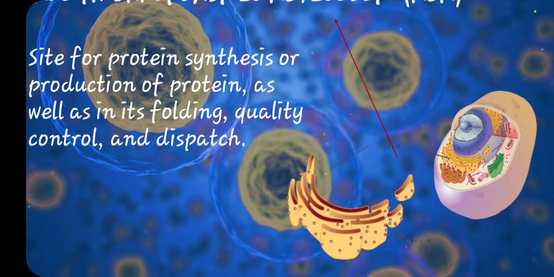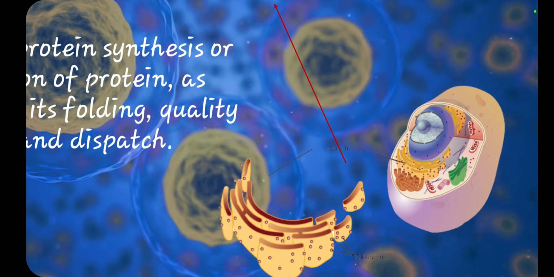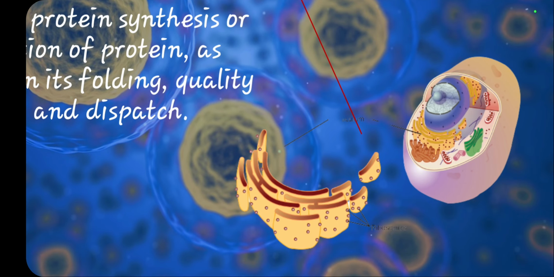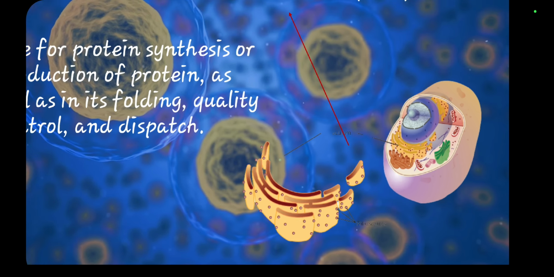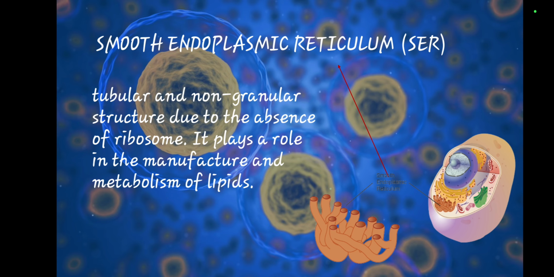So, as you can see here from the arrow, that separated part is the rough endoplasmic reticulum. Okay? So let's proceed. As I've said, there are two types of endoplasmic reticulum, the rough and the smooth endoplasmic reticulum. So now, let's discuss the smooth endoplasmic reticulum, or the SER. It is a tubular and non-granular structure due to the absence of ribosomes. It plays a role in the manufacture and metabolism of lipids.